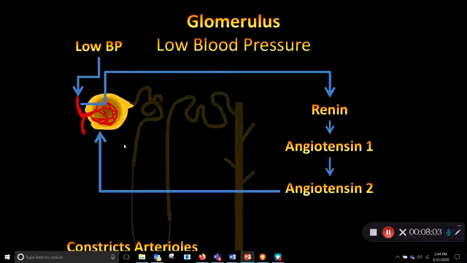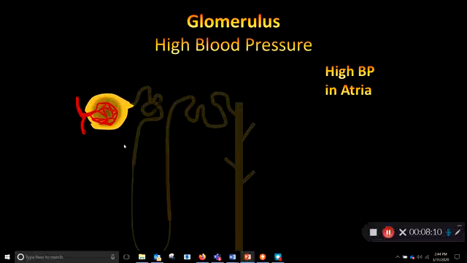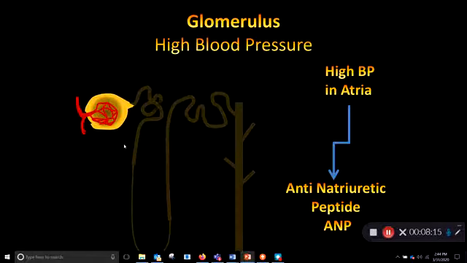Let's say the converse is happening: you have high blood pressure. What's going on is there are little sensors in your atria, the top two chambers of your heart, that release this little guy. It's not anti-natriuretic peptide, it is atrial natriuretic peptide. Let me go ahead and fix that real quick. That's actually kind of nice because it points out that atrial natriuretic peptide is coming from the atria.